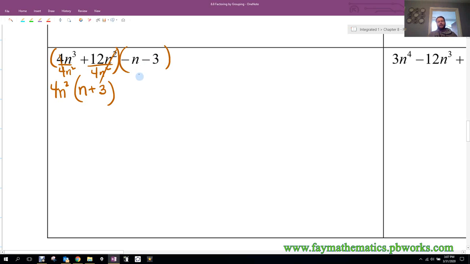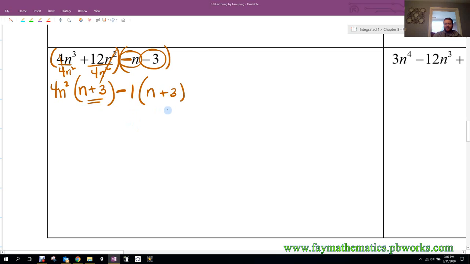Okay. Now, remember, if there's nothing numerical or variable that divides a grouping, then you can always divide by 1. That sign is always this sign. There's no common factor, so 1 is what I'm going to look at. So now I'll take negative n divided by negative 1, and that gives me positive n. I'll take negative 3 divided by this negative 1, and it gives me positive 3.